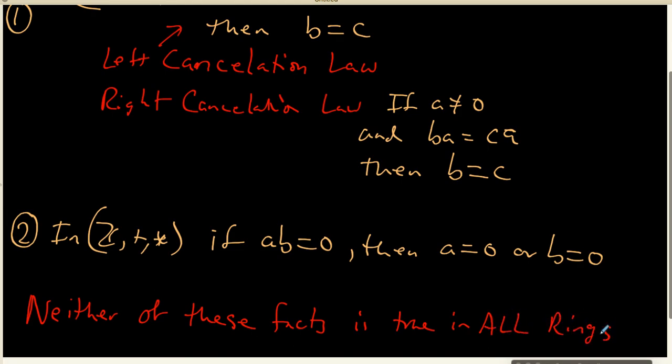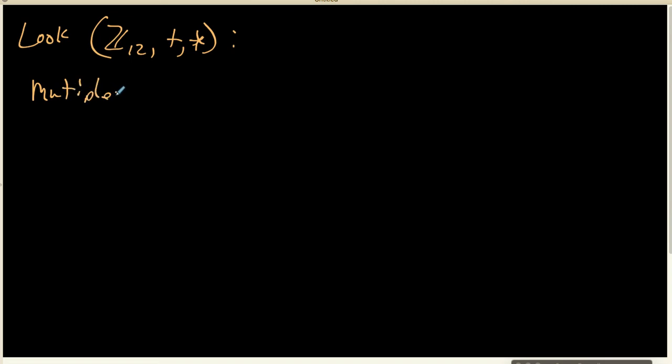What we're going to do in the rest of this video is investigate some examples where one of these facts falls apart. So let's start looking at an example. We're going to look at the integers mod 12 under modulo 12 arithmetic. In Z12, I want to look at the multiples of 3 modulo 12. All of my calculations are going to be reduced mod 12.